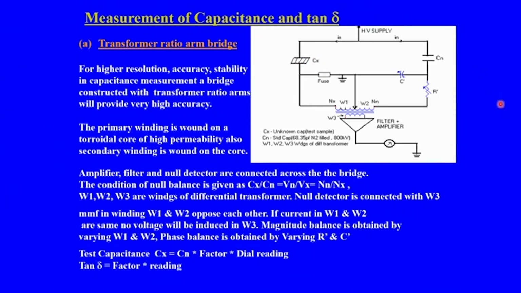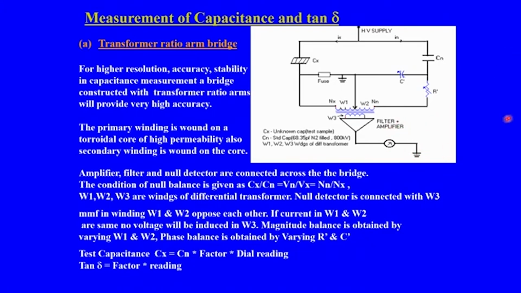can be estimated with the standard capacitor Cn, into the multiplication factor, which is set into the reading that you have obtained during the measurement with the adjustments of W1, W2 and R and C. So, these dial readings which are appearing on the transformer ratio bridge will help to get the test capacitance.